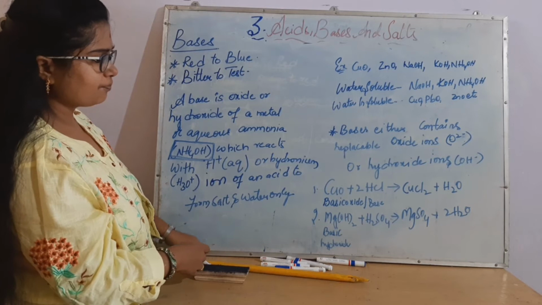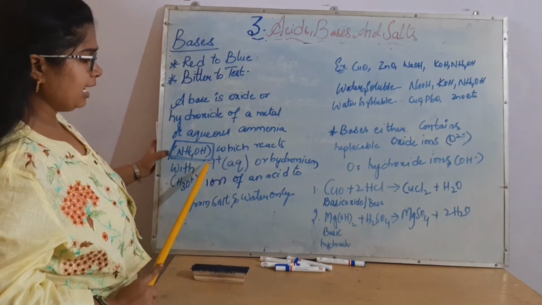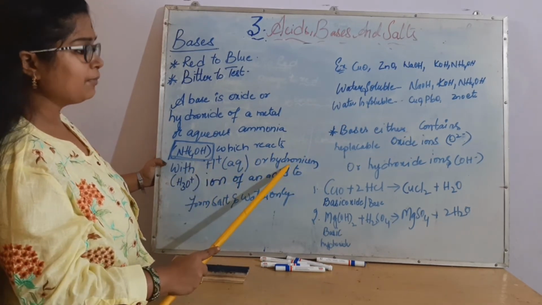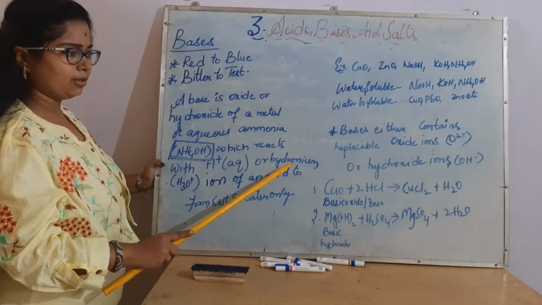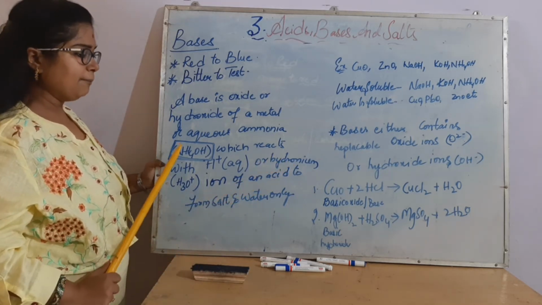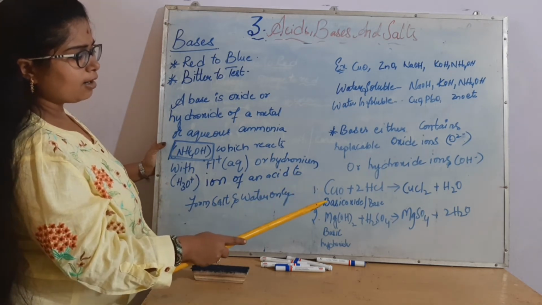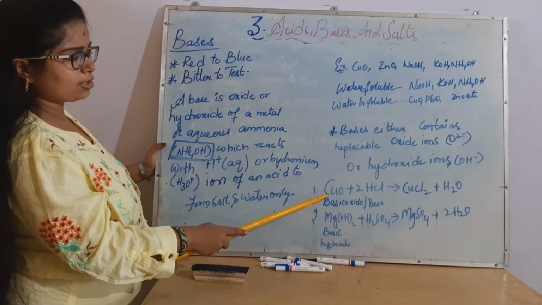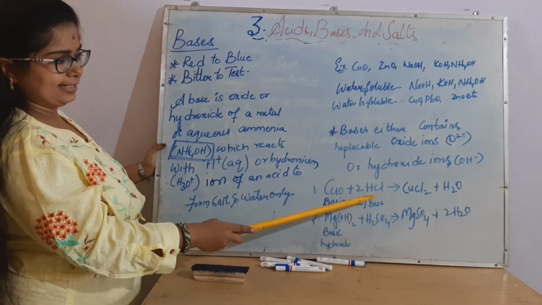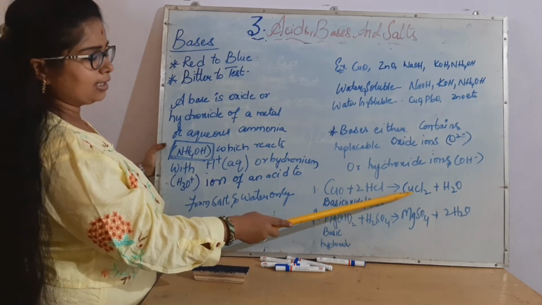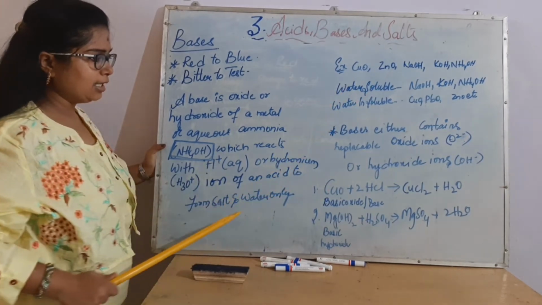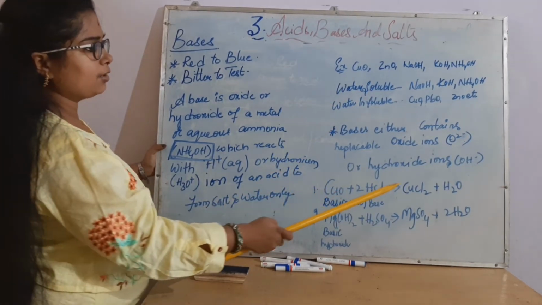See here, which reacts with H plus ions or hydronium. In the case of acids, hydronium ions are going to come out. When bases are reacted with CuO, a basic oxide, and when it is reacted with acid, it gives what? Salt plus water only.